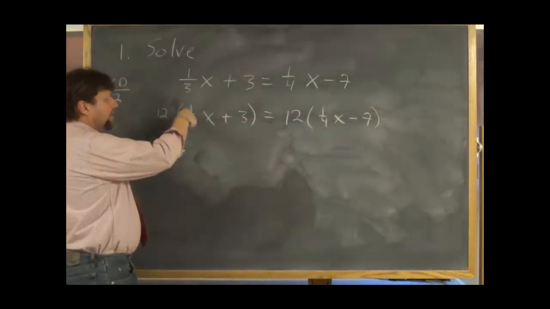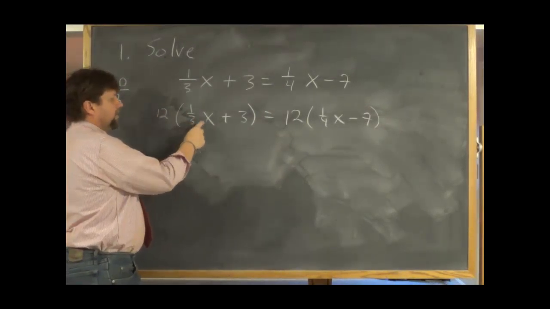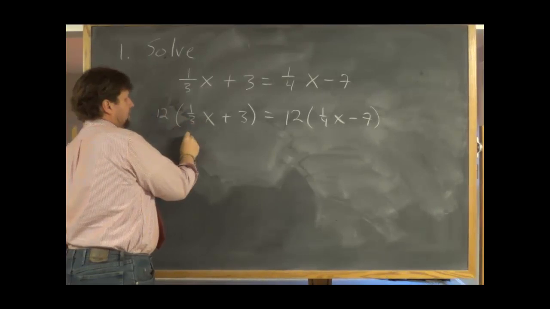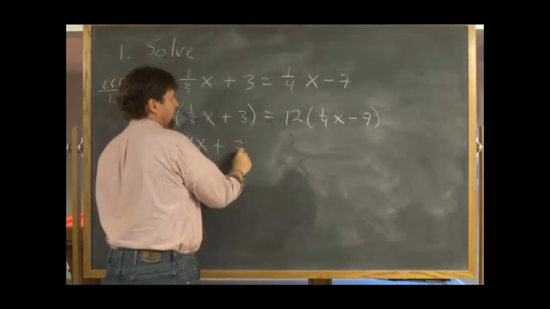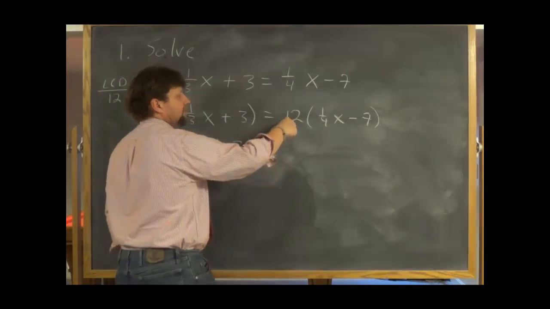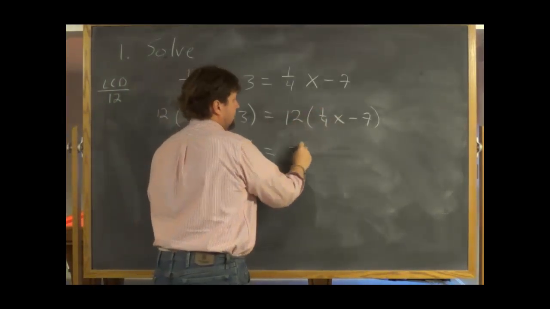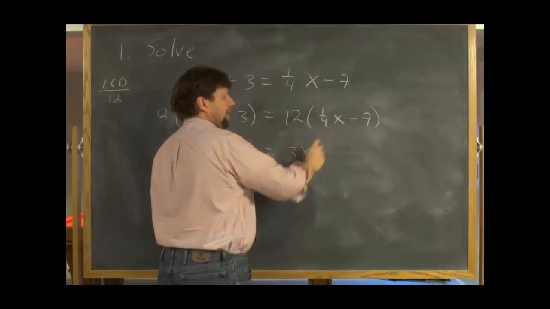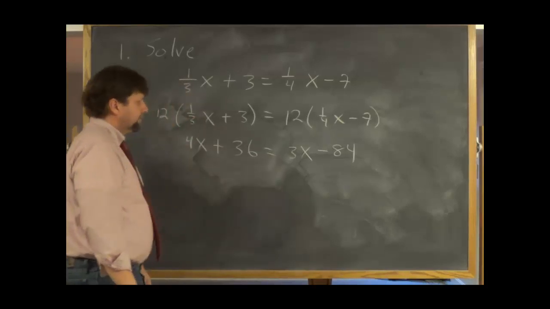And then use the distributive property over here on the left side. 12 times 1/3 x is a 4x. So 4x. 12 times 3 is 36. Distribute the 12 over here. 12 times 1/4 x is 3x. And 12 times the negative 7 is negative 84.